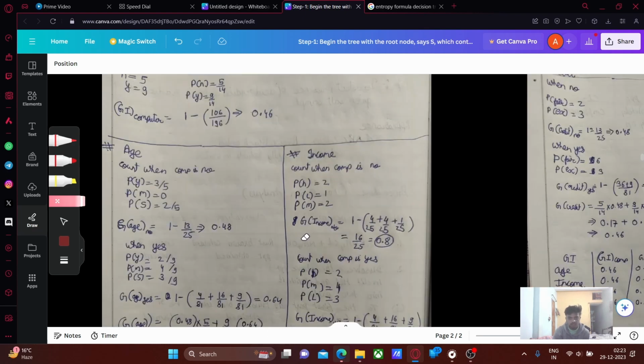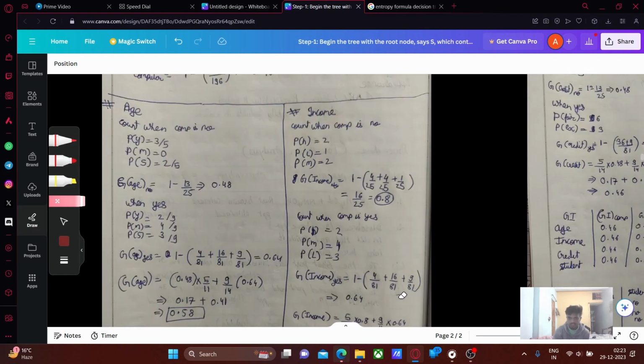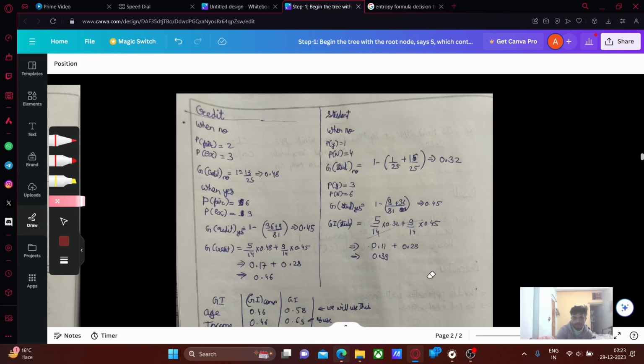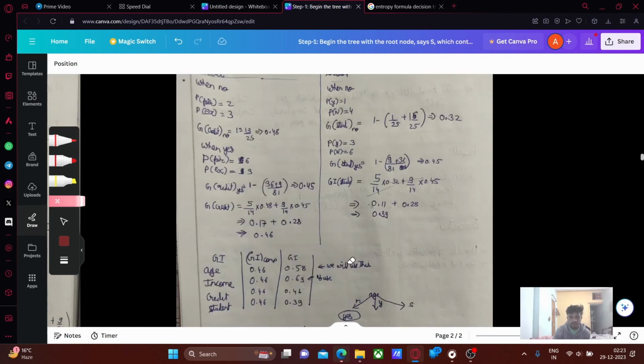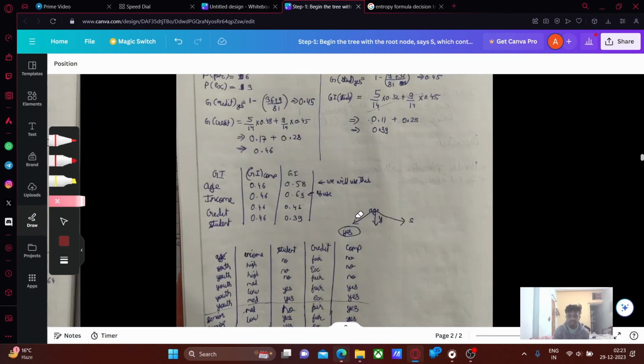0.58, and similarly for income, our weighted Gini index will be 0.69. Similarly, we will have for credit 0.46, and for student 0.39. Then again we'll use information gain, that is, we'll subtract the Gini index values of before split and after split, and we'll compare them to make the decision tree.